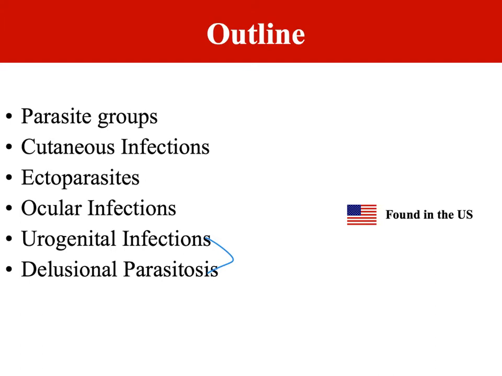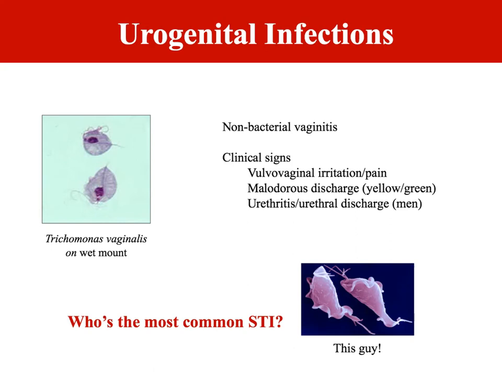We're going to be looking at the urogenital parasite and some delusional parasitosis. Alright, so we have one urogenital parasite that I want to talk to you about, and this is Trichomonas vaginalis. This is an image of it right here on a wet mount.